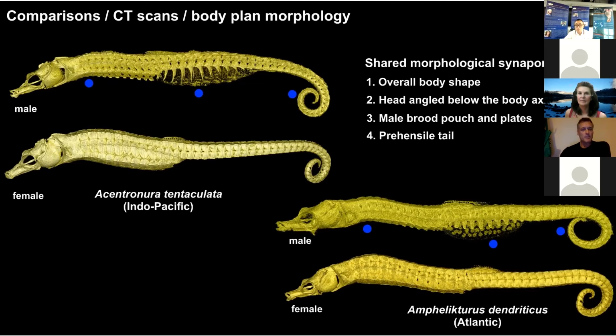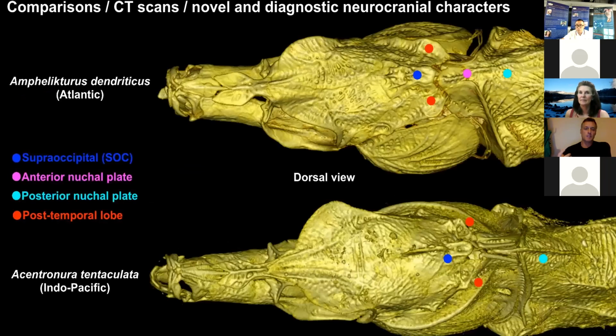But there are some differences already that you can see between these 2 genera. Acentronura does not have a caudal fin, whereas in Amphelikturus, there's a smaller, almost vestigial caudal fin. And also, in Acentronura, the dorsal fin origin is on the trunk and tail, whereas in Amphelikturus, it starts on the second tail ring. So those are obvious differences. But let's have a closer look to see what distinguishes these two genera.